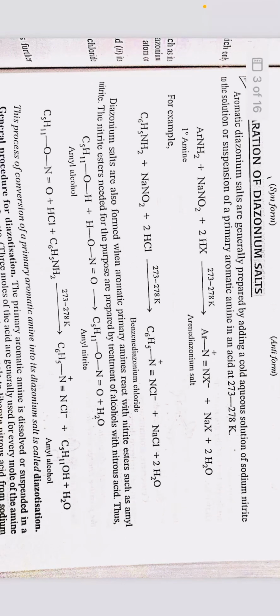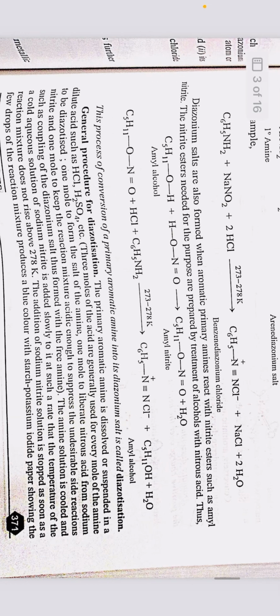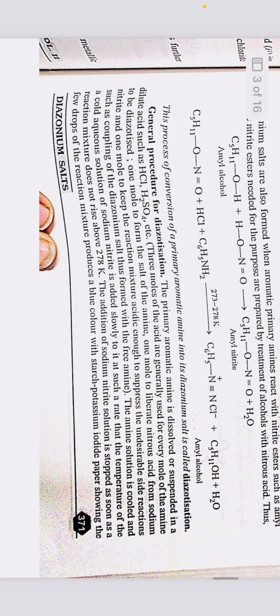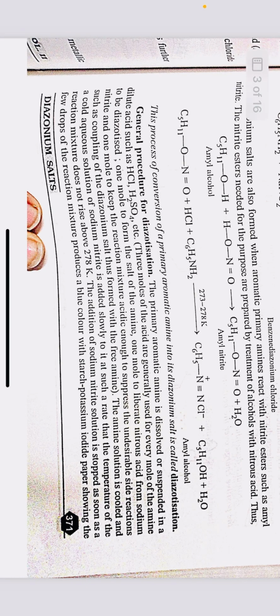Preparation of diazonium salts. Aromatic diazonium salts are prepared by adding a cold aqueous solution of sodium nitrite to the solution or suspension of a primary aromatic amine in an acid at 273 to 278 Kelvin. Diazonium salts are also formed when aromatic primary amines react with nitrite esters such as amyl nitrite. The nitrite esters needed for the purpose are prepared by the treatment of alcohol with nitrous acid. The process of conversion of a primary aromatic amine into its diazonium salt is known as diazotization.